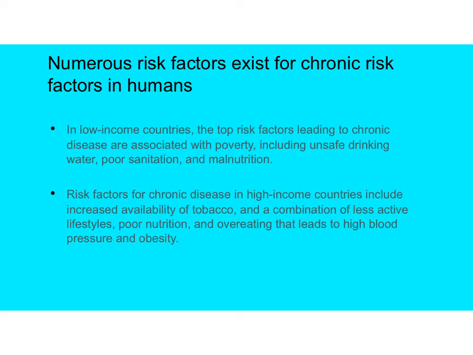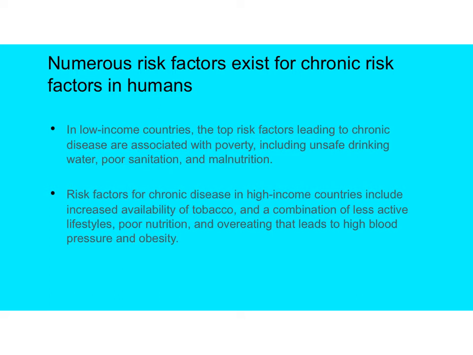So affluence changes your health risk. Because people in high income countries can afford better nutrition and proper sanitation, fewer of them die when they're young. And especially fewer of them die from things like pneumonia and diarrhea when they're young. Risk factors for chronic disease in high income countries, we've talked about it being tobacco. It's a combination of a less active lifestyle. Poor nutrition and overeating leads to high blood pressure and obesity.